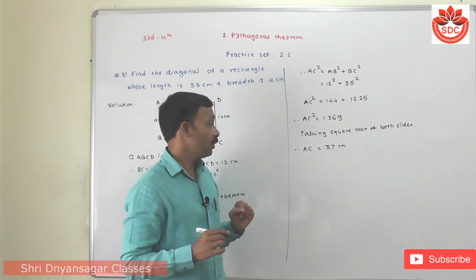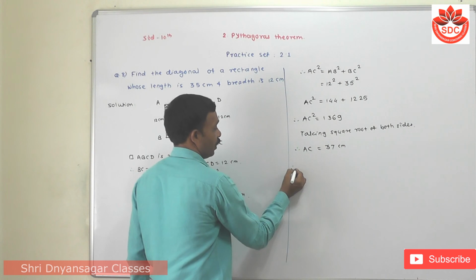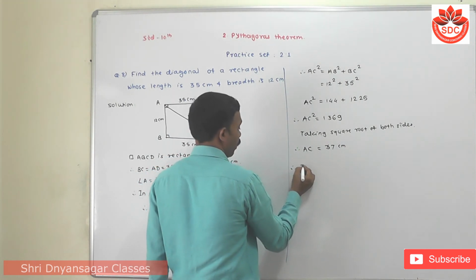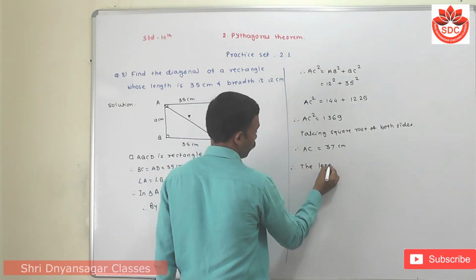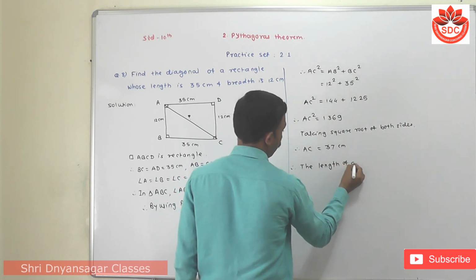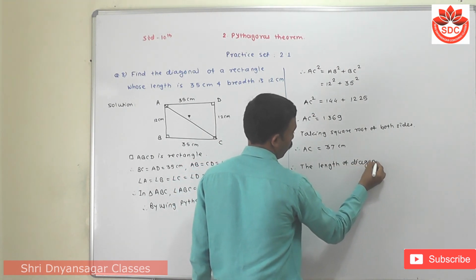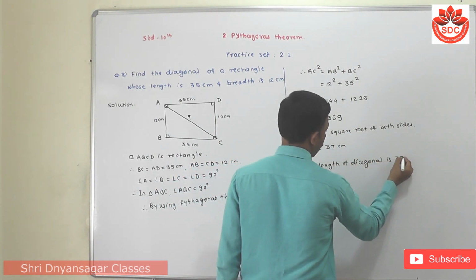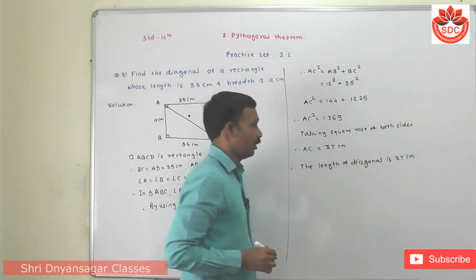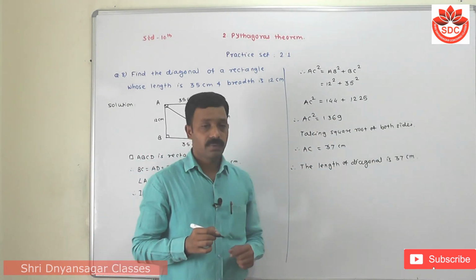Okay, so that is the answer in full sentence. Therefore, the length of the diagonal is 37 cm. Can you understand this? Thank you very much.